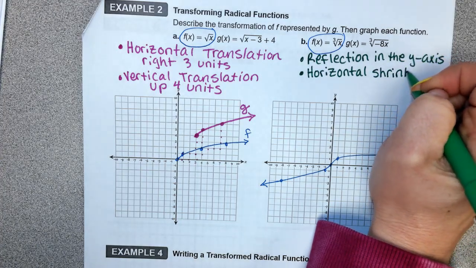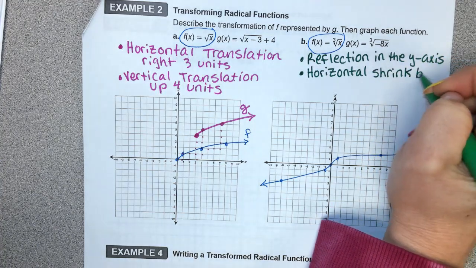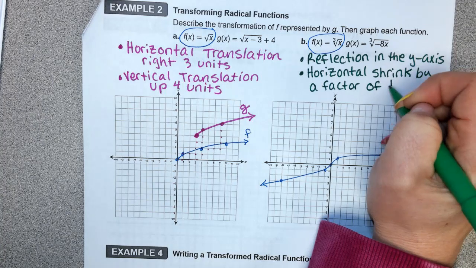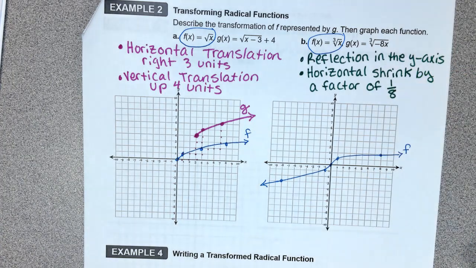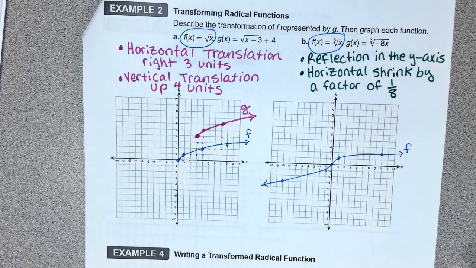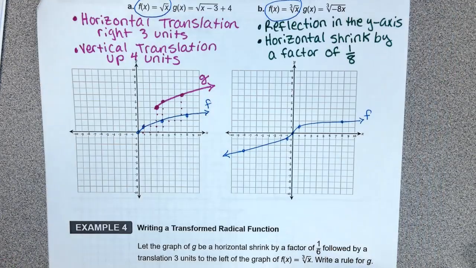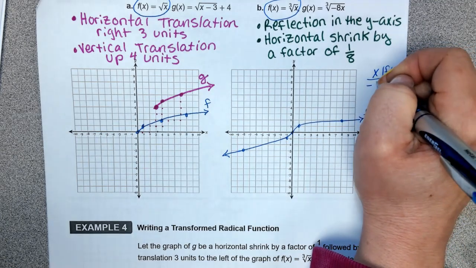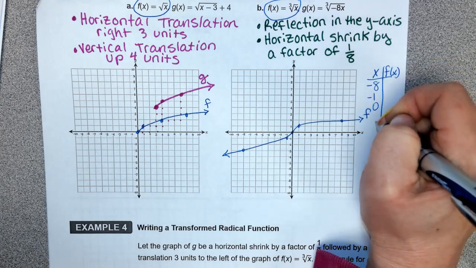Excuse me, we say shrink in this class, not compress. My bad. Shrink by a factor of 1 over 8. So that is different. Remember, when you're doing a horizontal stretch or a shrink, you use a factor that is the reciprocal of the number that's in the radical, or in the equation. So that being said, now my original graph, if you remember how we did that, we had -8, -1, 0, 1, and 8.